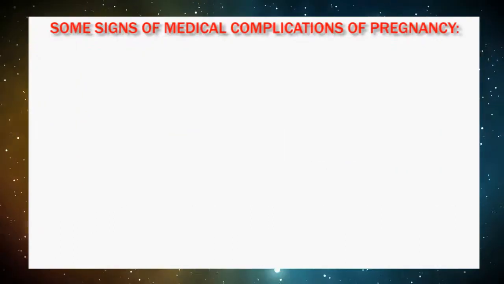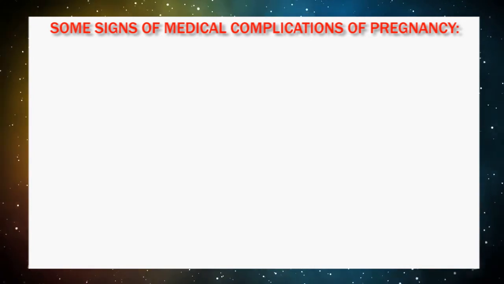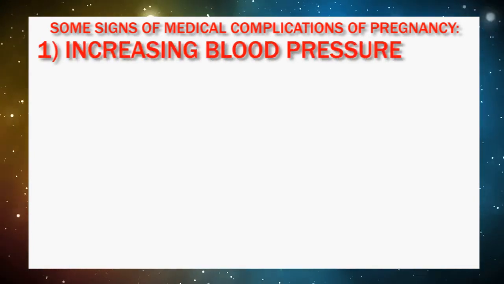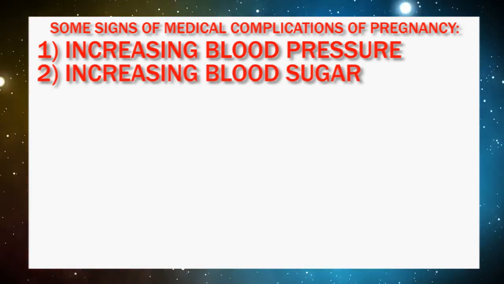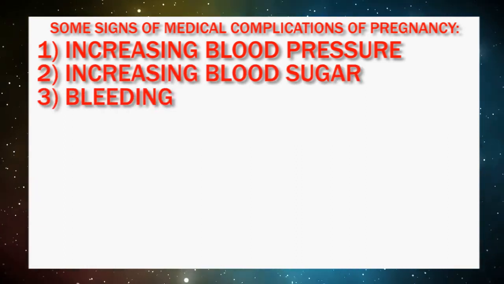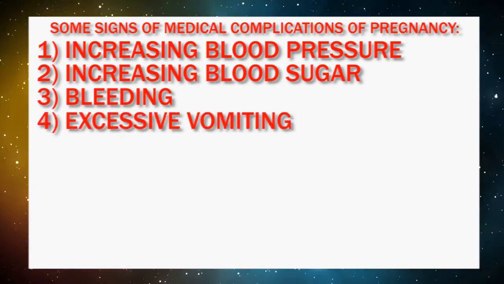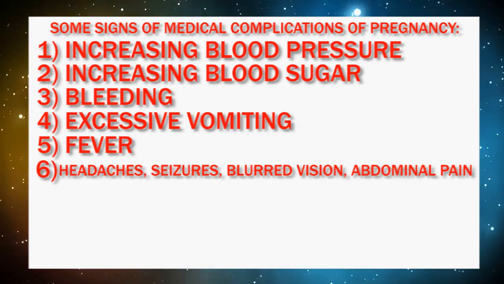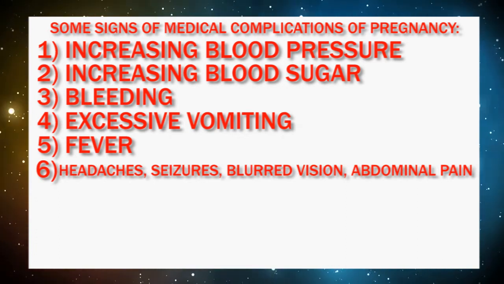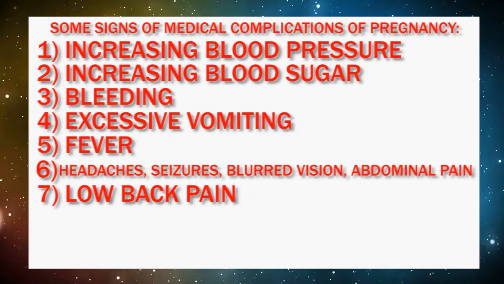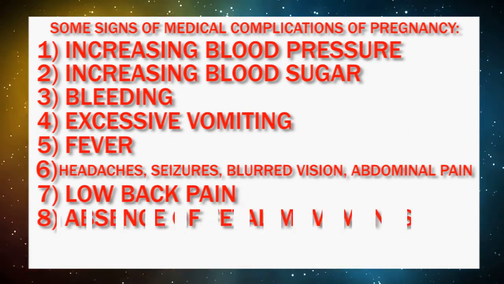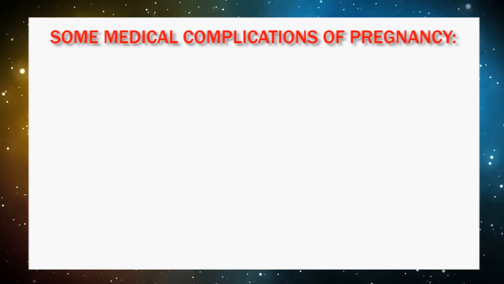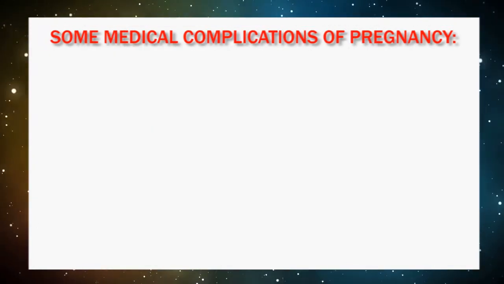Now let's mention some signs of medical complications of pregnancy. Some of these signs are increasing blood pressure, increasing blood sugar, bleeding, excessive vomiting, fever, headaches, seizures, blurred vision and abdominal pain, low back pain, and the absence of fetal movements. Now let's mention some of the medical complications of pregnancy.